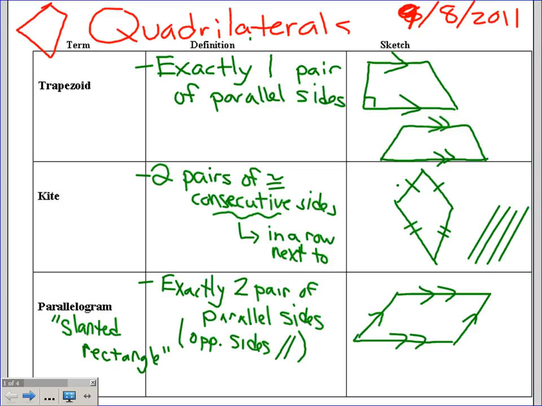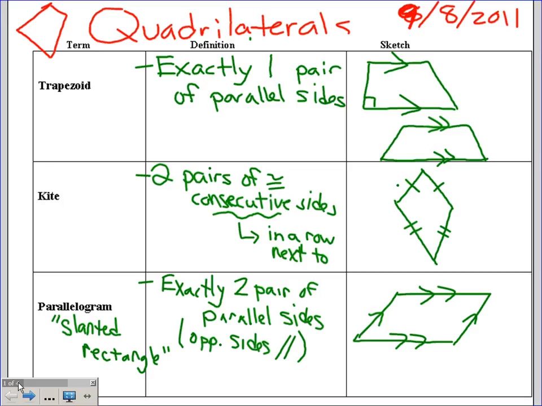Would they also be quadrilaterals? All of these are quadrilaterals because they have four sides and four angles. So you're right, all of these are quadrilaterals. Okay. So every single parallelogram is going to have this concept here.